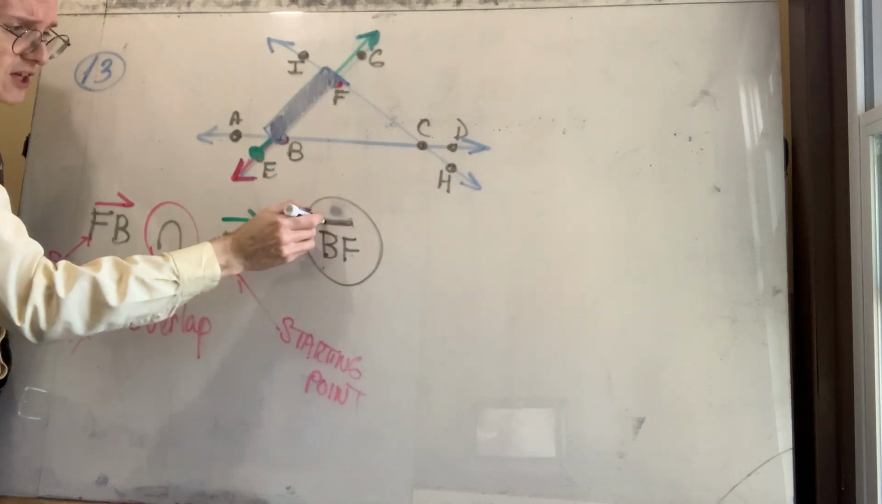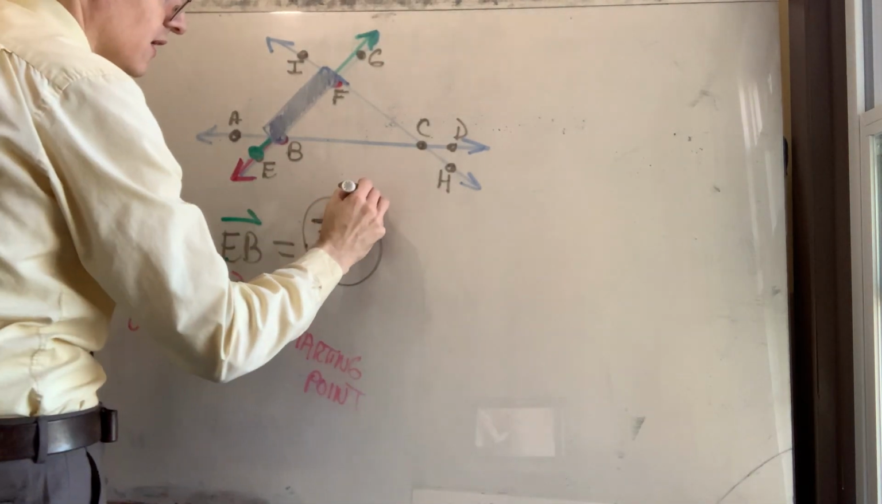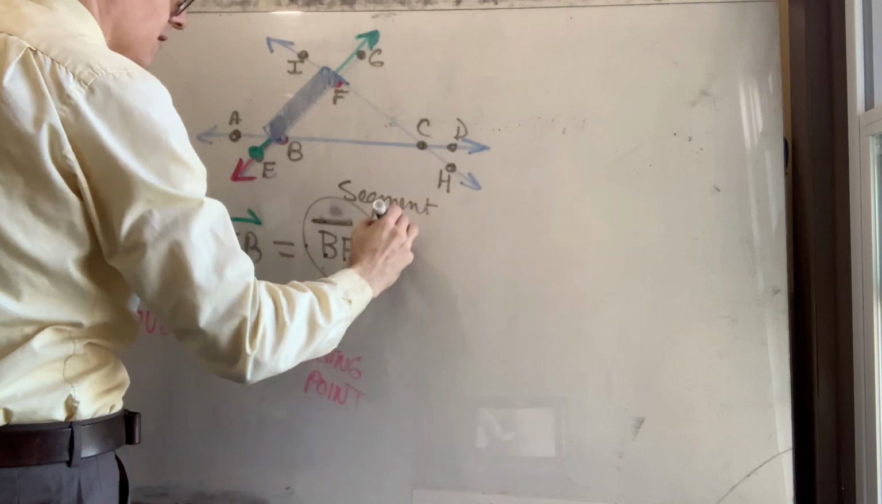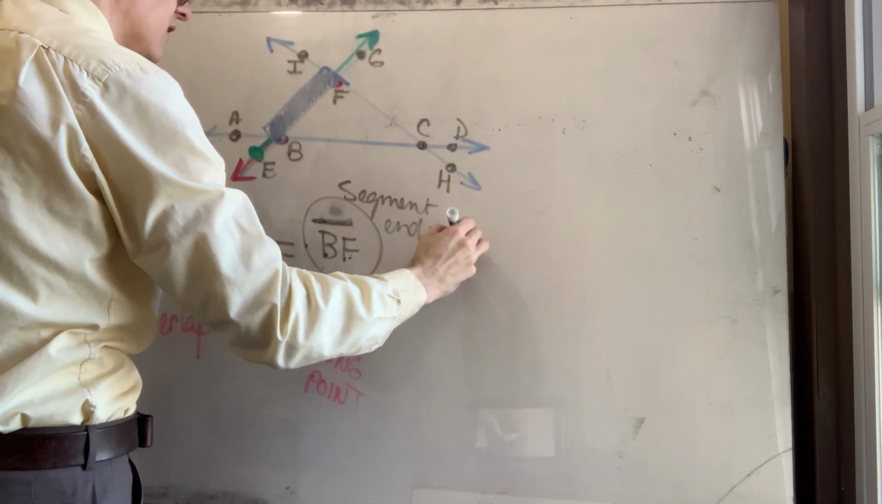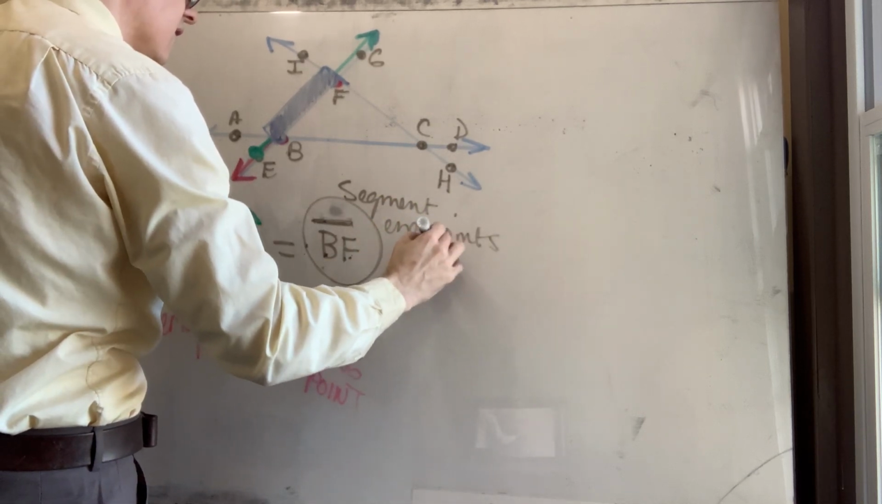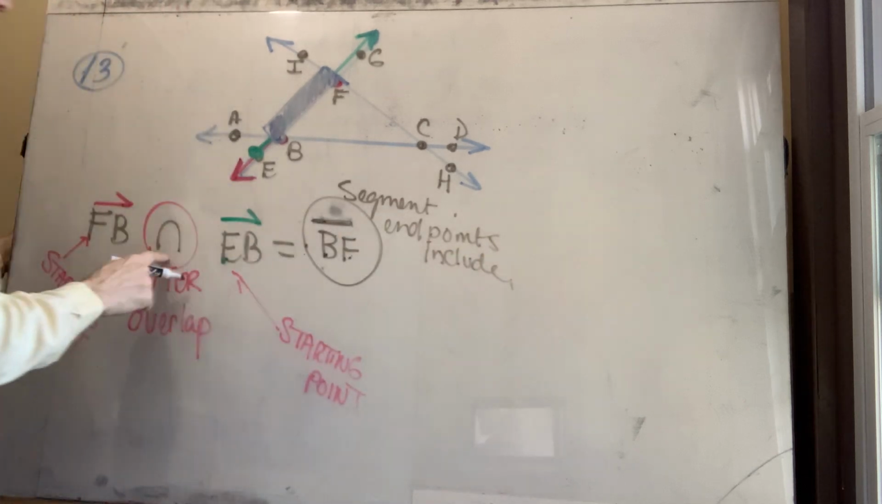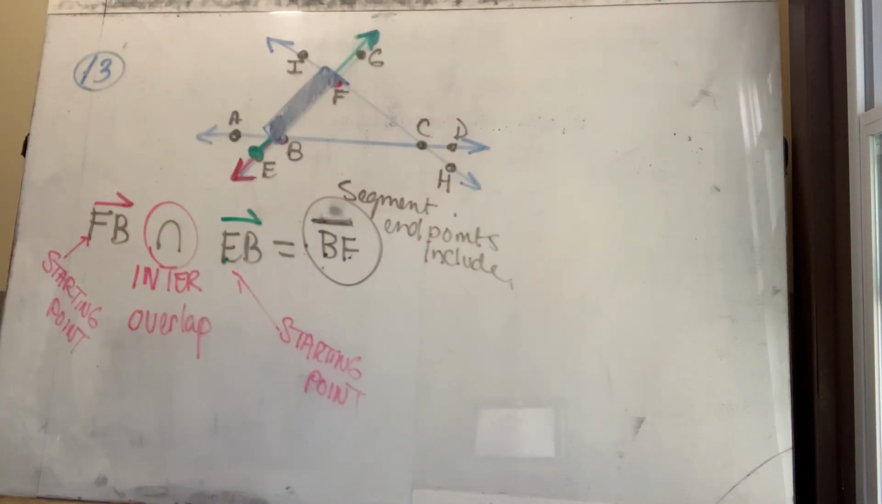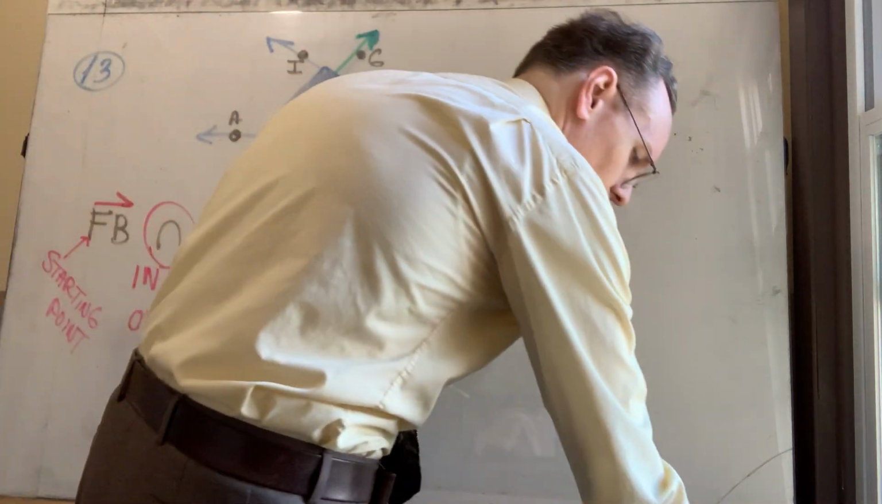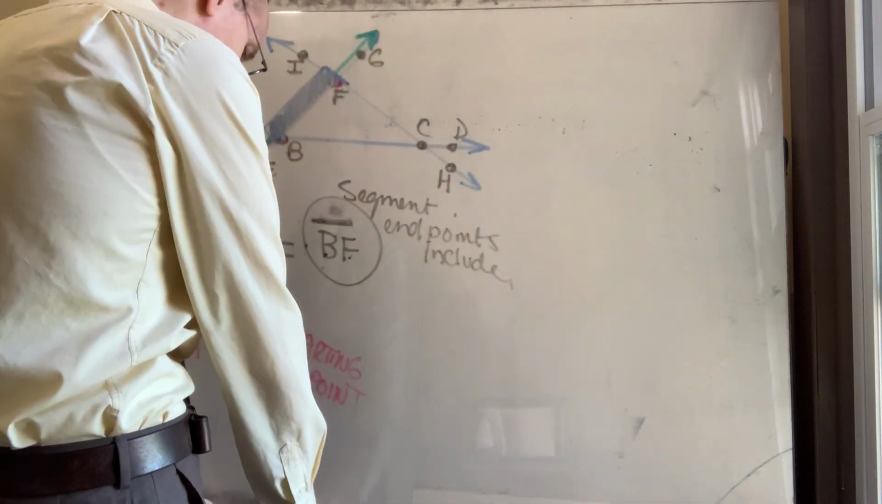So segment BF, endpoints included, is the intersection of these two rays. Switch out to black. Okay.